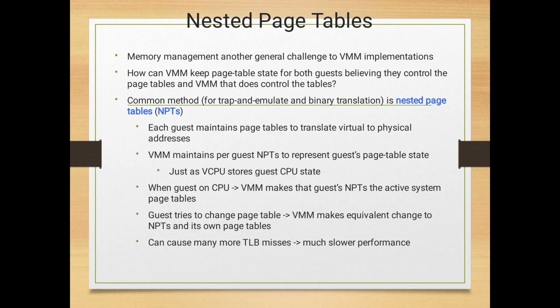In this, the nested page table contains the common method. It holds the trap and emulate information: which instructions are to be trapped and what kind of emulation, what kind of actions, are to be taken further. This trap information and the binary translation information are all held in the nested page table. The VMM maintains a table per guest to represent the guest page table state. So for each guest we have to maintain a nested page table.